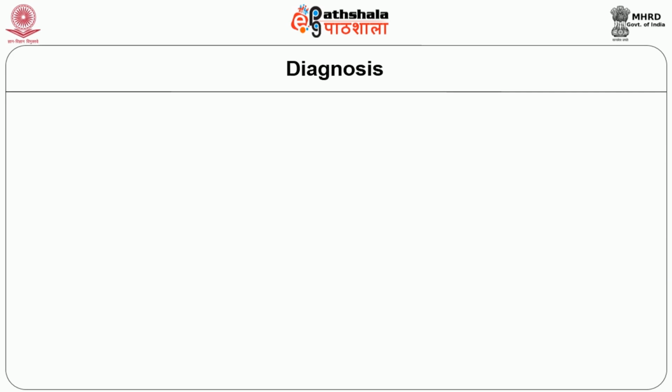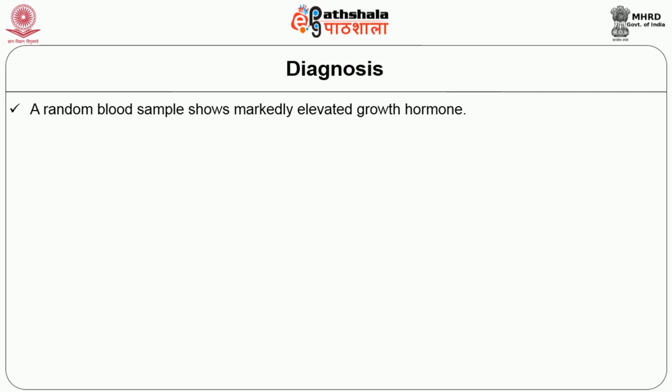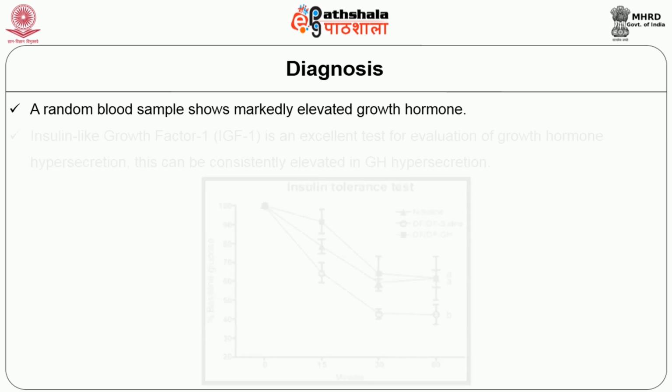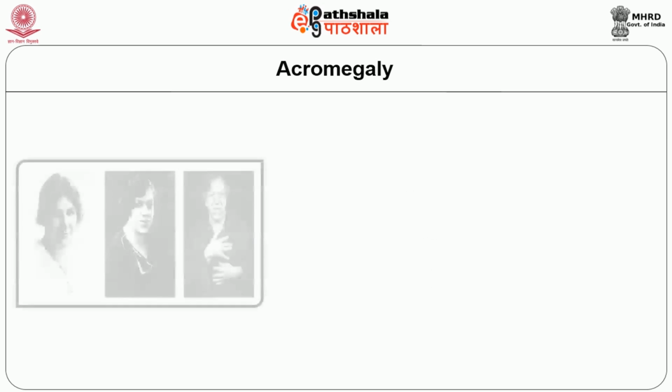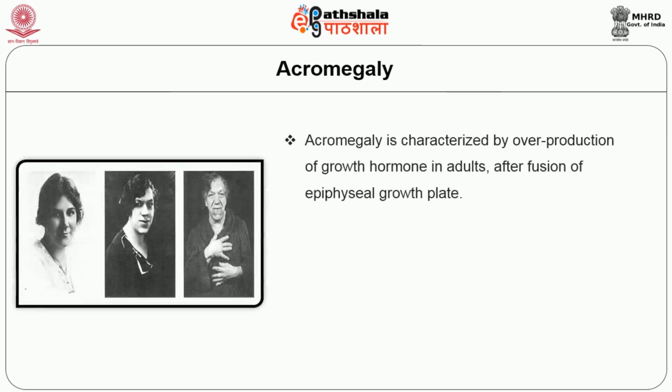Diagnosis: how to diagnose? We can take a random blood sample, which shows an elevated growth hormone level, and the insulin-like growth factor level, which is secreted in the liver, is also enormously elevated in patients with gigantism. Acromegaly. Acromegaly is characterized by overproduction of growth hormone in adults after fusion of the epiphyseal growth plate.